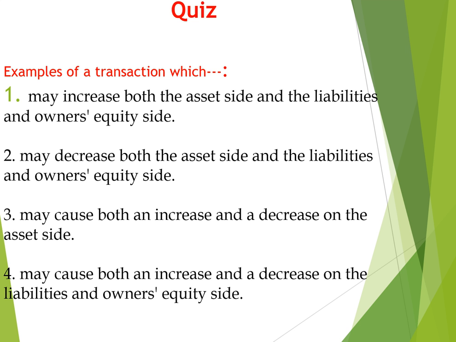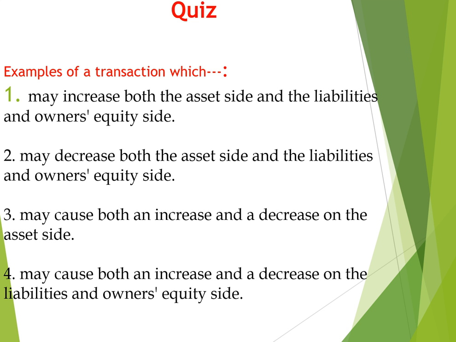Now let's look at the second example, which may decrease both the asset side and the liabilities and owner's equity side. Suppose there was an outstanding rent due on your business for any of your premises, your office or your godown, anything, and then you paid it. As soon as you made payment, your cash decreases, and then your liability also decreases because you have paid a part of it, right?